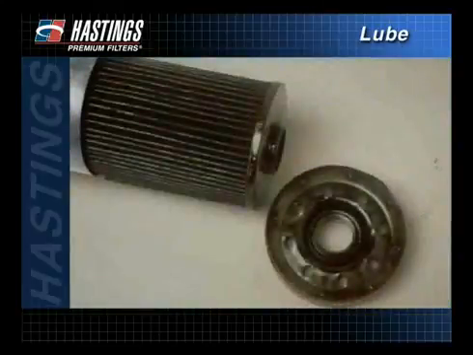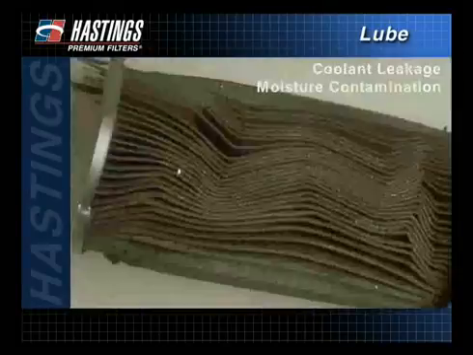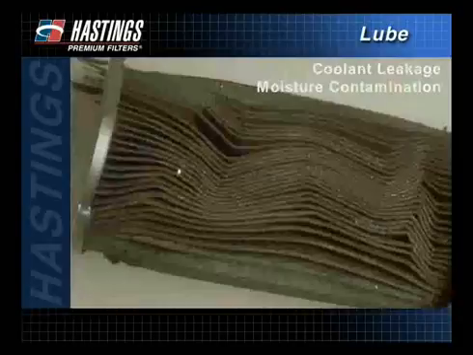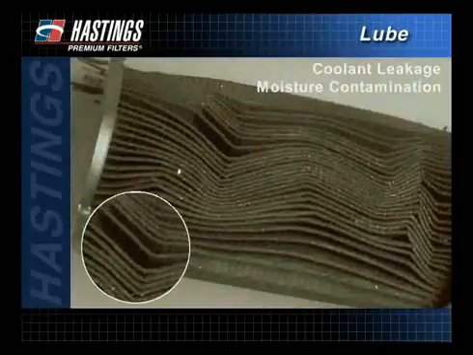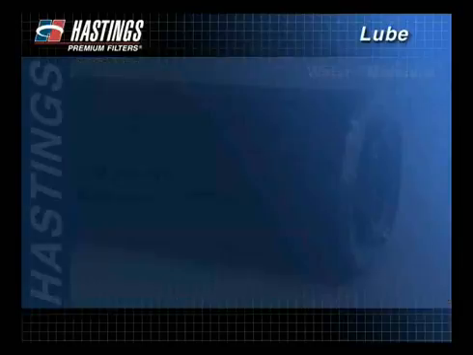If the media is covered with a thick, loosely held sludge, it is an indication of an excessive amount of fuel soot. This could be the result of a wide range of factors. Many can be readily eliminated by a mechanic who knows the vehicle. Coolant leakage or moisture contamination will cause wavy pleats in the media and deterioration of the wrap. It may also cause a sticky, shiny, tightly held sludge on the filter media.